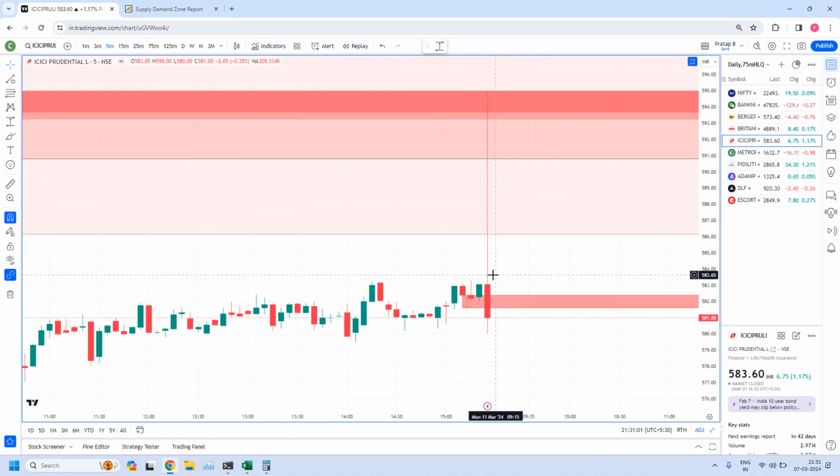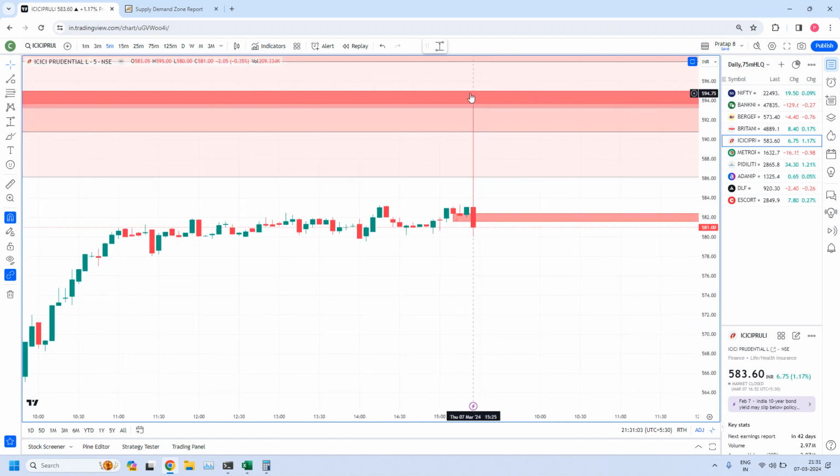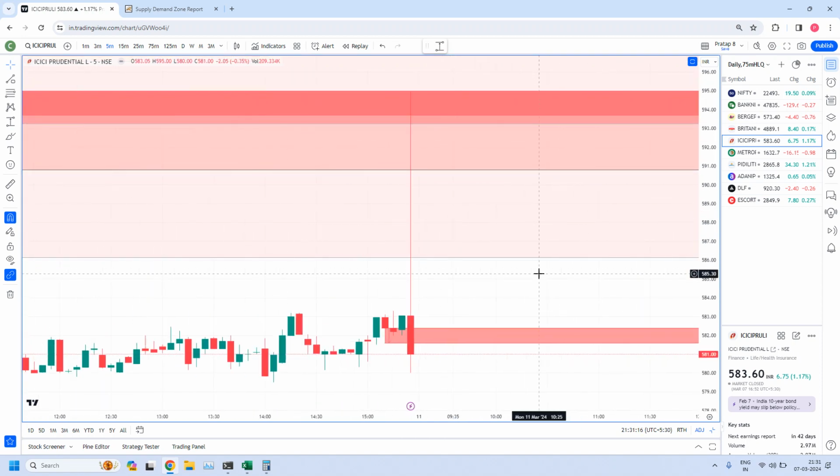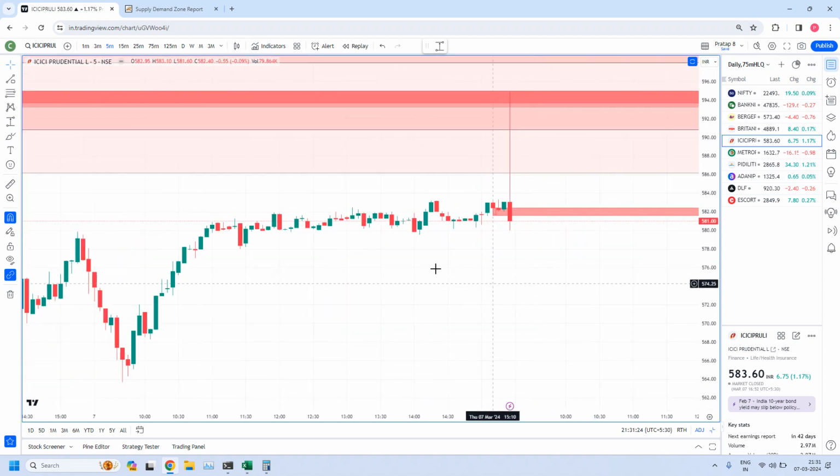This is not a trade, but I am just telling you the power of this zone. It's not even a zone. Zone means it is a range, right? A zone is an area, a price area. Actually, it is not exactly at 595, it is a price point. Instead of saying zone, we have to say it is a price point.